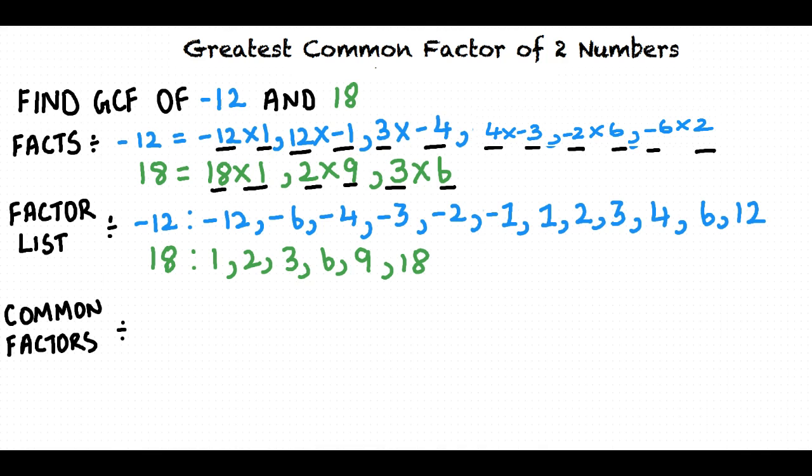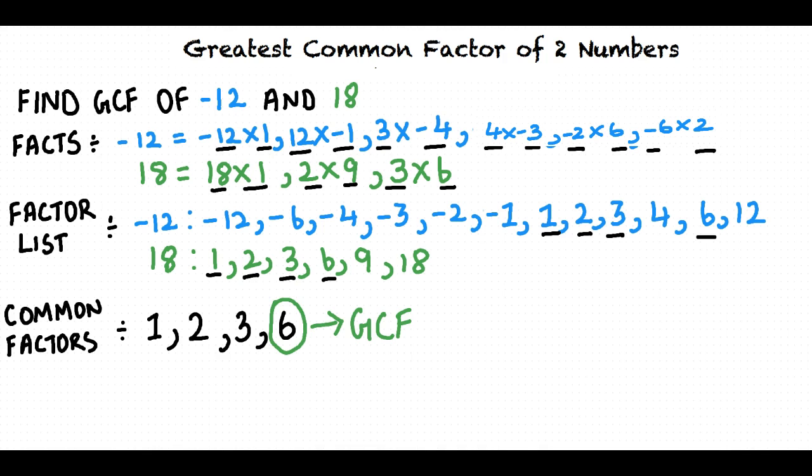The last step would be to identify the list of common factors. The common factors of negative 12 and 18 are 1, 2, 3, and 6. The greatest number from this list is 6. Hence, 6 is the GCF of negative 12 and 18.